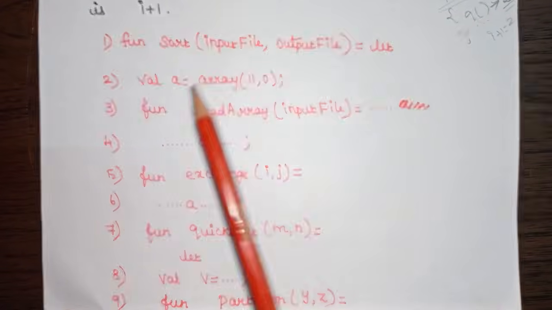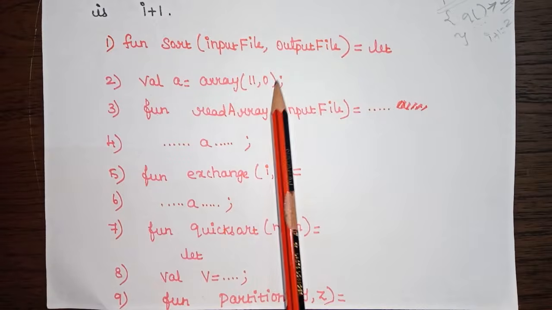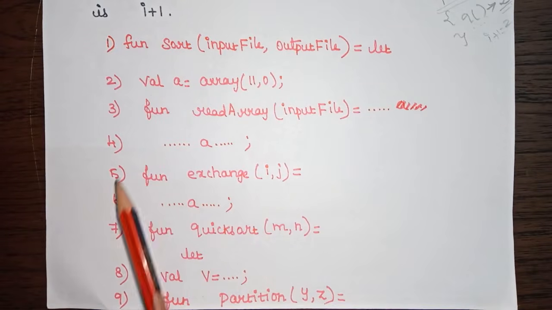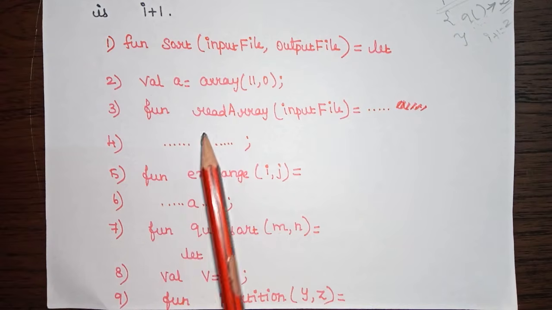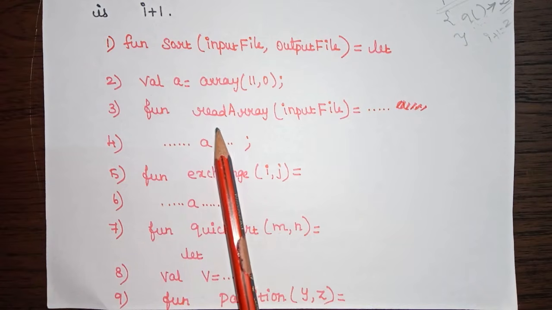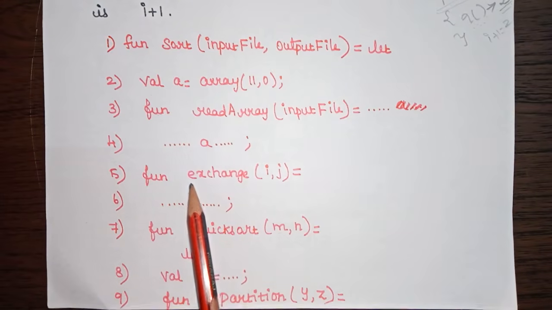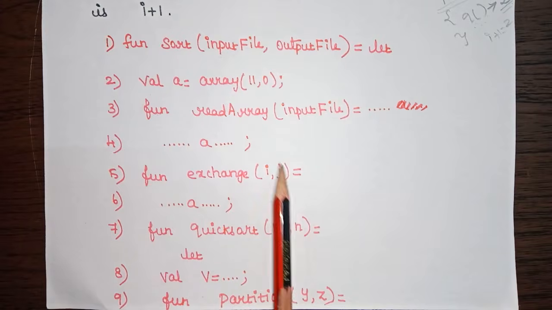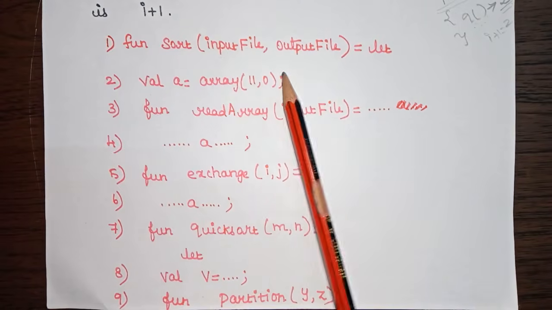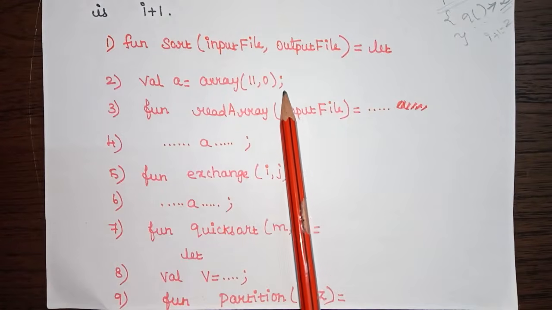And in the second line we have the array declaration. When you look at the fourth and sixth lines, we are accessing the array a inside the procedures read array and exchange. Here read array is one function and exchange is another function, and inside these functions we are going to access this array, which is a global variable here.